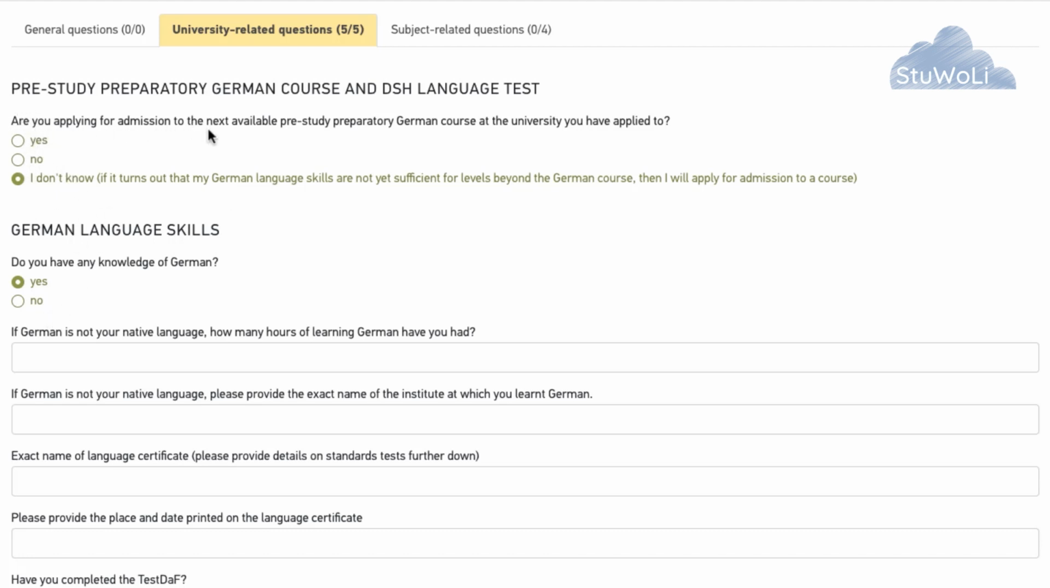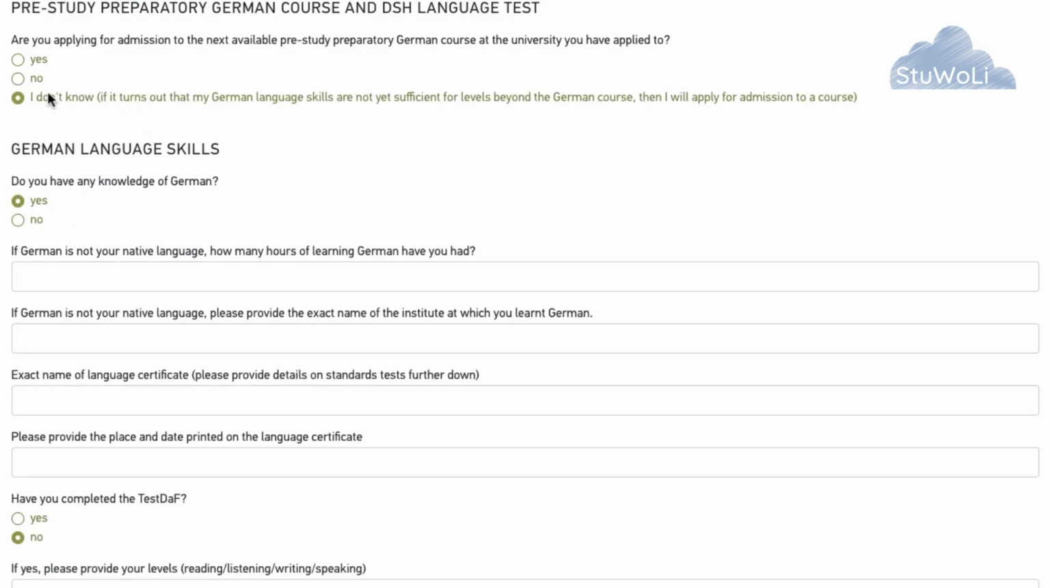Are you applying for admission to the next available pre-study preparatory German course? If you have a B2, the answer is no. If you don't have a B2, the answer is yes. The safe answer always is, I don't know. You tell me. Should I go to German course? Should I directly go to the entry test because my German is enough? Basically I would always go for I don't know because they choose the right answer for you. But you can also go for yes or no. But if you say no, they will not admit you to German course at all, right?